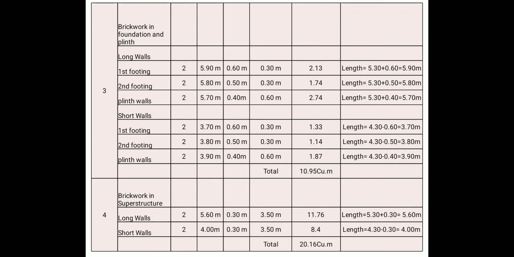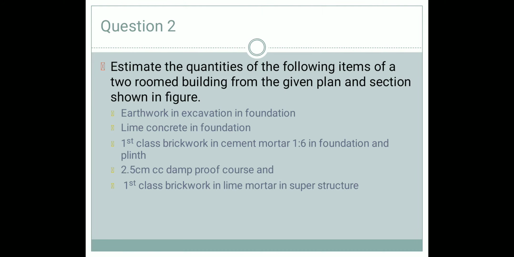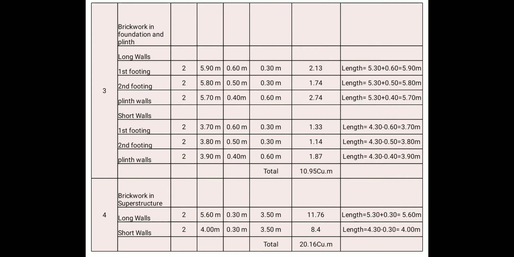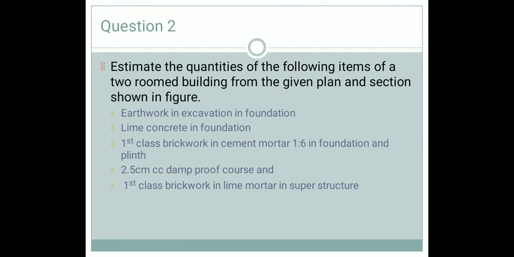For the brickwork in superstructure, the long walls 2, 5.60, 0.30, 3.50, that makes a total quantity of 11.76. And for short walls it is 2, 4.30, 3.50, that makes a quantity of 8.4, which makes the total quantity for brickwork in superstructure 20.16. So this is how we calculate the estimation for a room. Let's move on to the second problem.